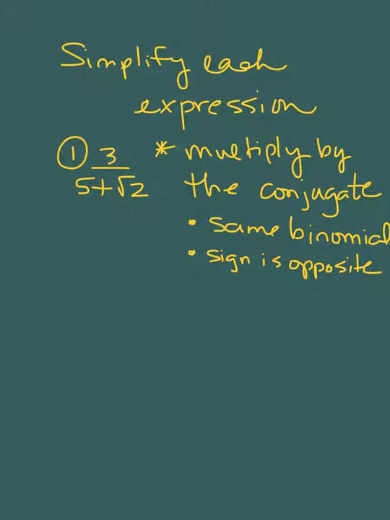So what I actually have to do is multiply by the conjugate, which means I'm going to multiply by the same binomial with opposite signs. So let me rewrite my original fraction. So I have 3 over 5 plus the square root of 2. Now I'm going to multiply by the conjugate, which is 5 minus the square root of 2. So whatever I do at the bottom, I have to do the top.